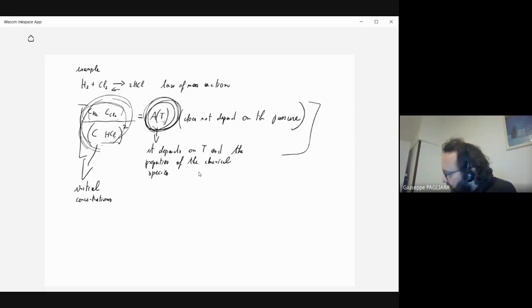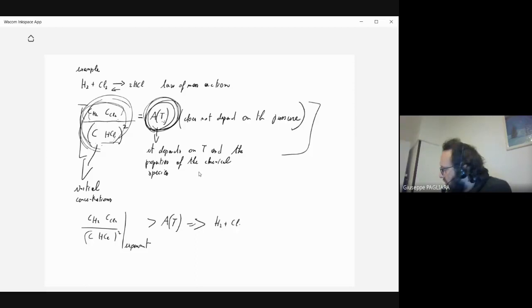Okay, so suppose that we have the concentration ratio of CH2, CCl2, CHCl squared, experimental or initial, larger than A of T. In that case, that means that you have too small an amount of the HCl molecules, and therefore the reaction will proceed in this way in order to reach the thermodynamical, the chemical equilibrium. Whereas if this quantity is smaller than A of T that you can compute from the beginning, then the reaction will go in the other way. So you have a dissociation of these molecules.